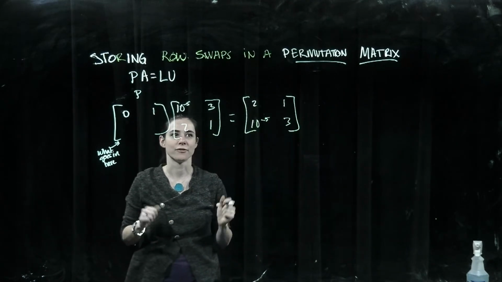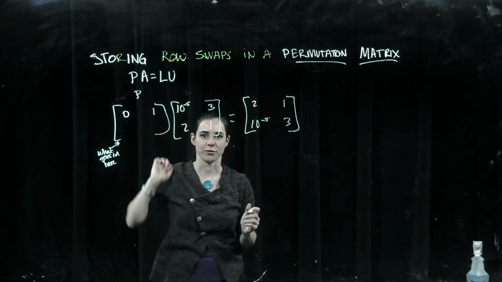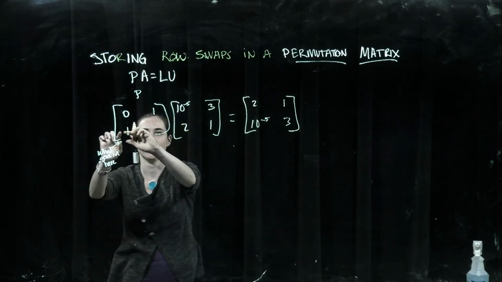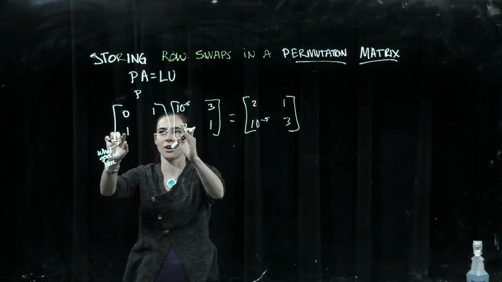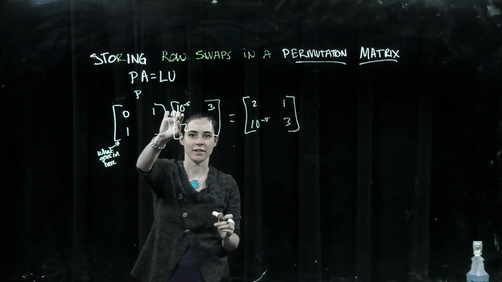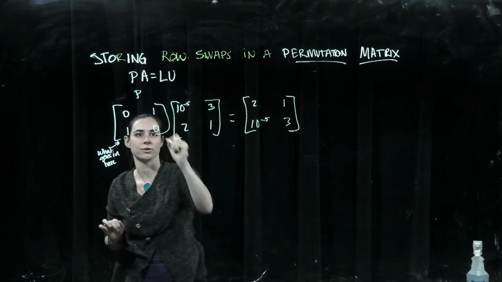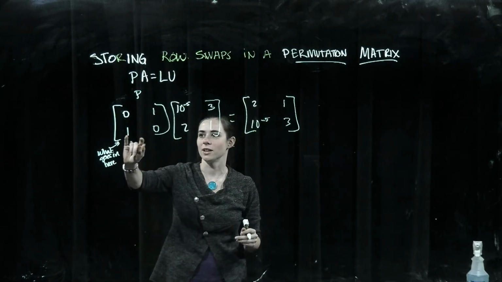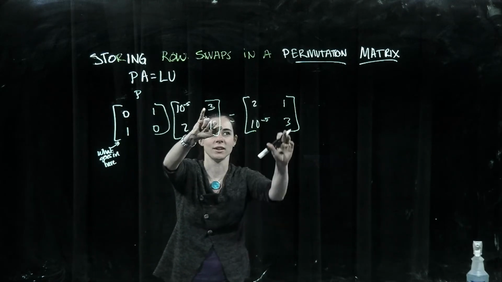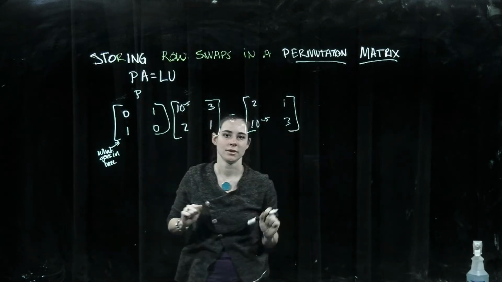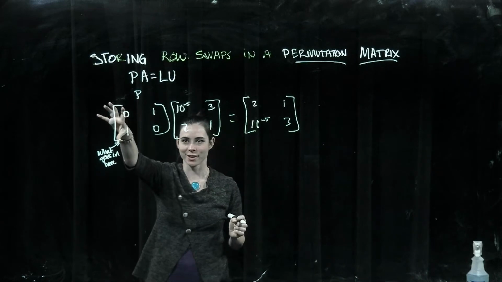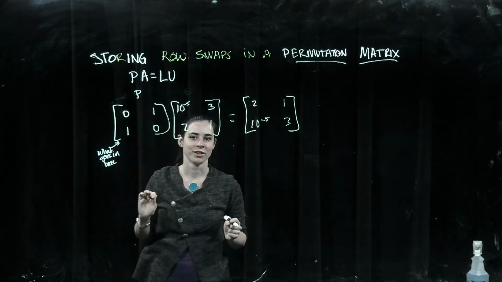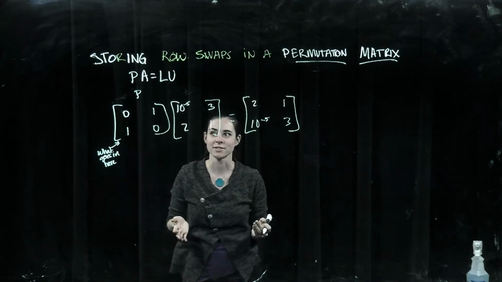Great. Now for the second one, we do want to grab the first entry, right? So this row times this column, we want to get the 10 to the negative fifth, and we don't want to grab the 2, so that's going to be a 0. Again, 1 times 3 plus 0 times 1 gives us that 3. Great.